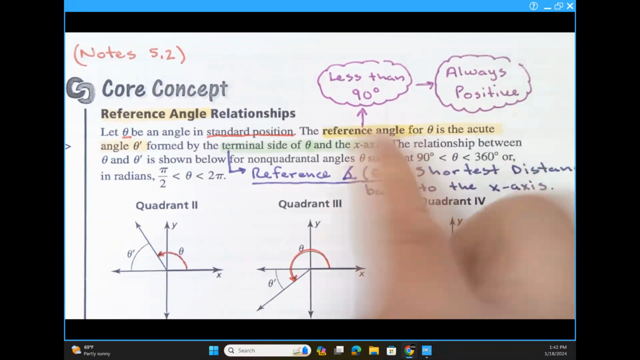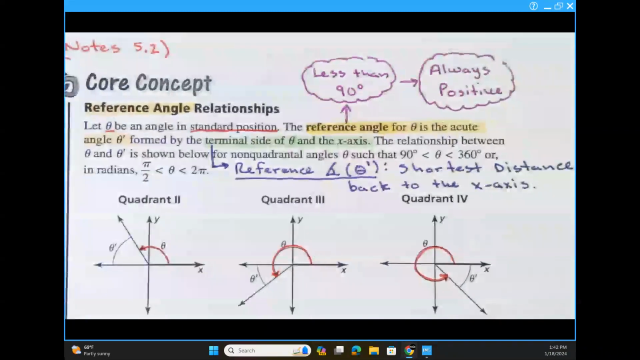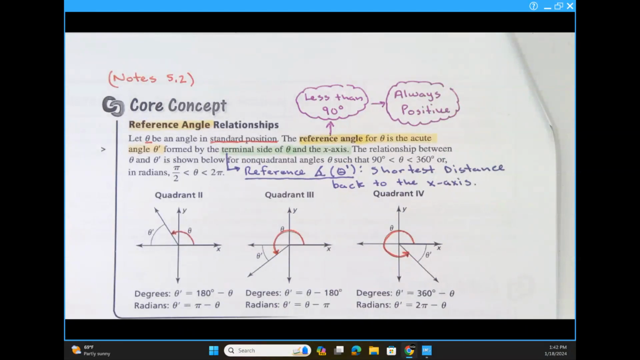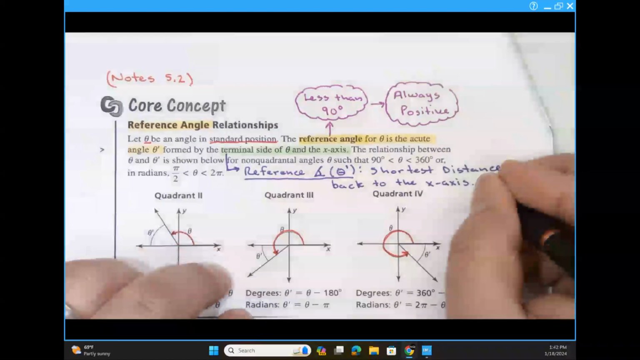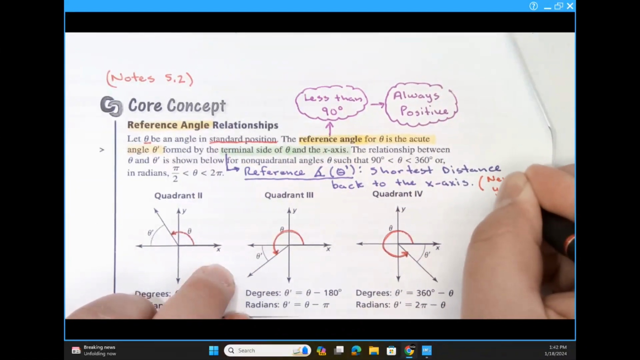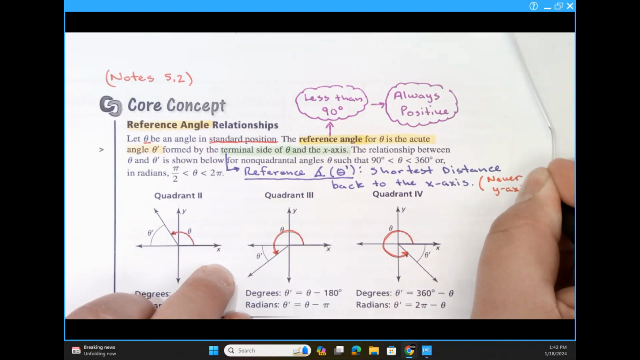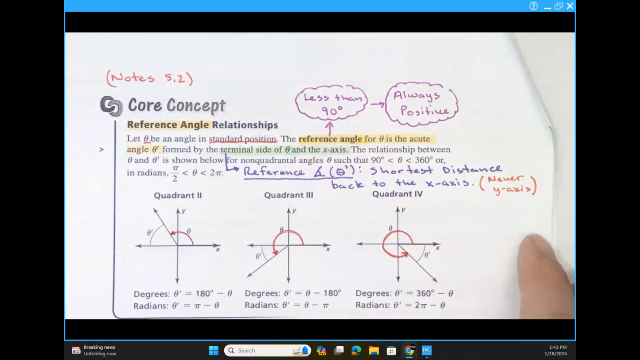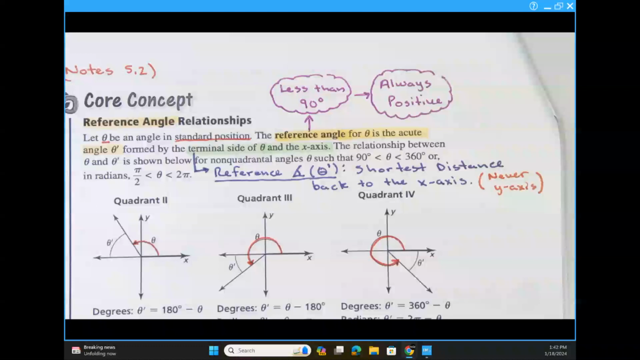Remember, I want something that's less than 90 degrees. So that's why we're saying it's basically the shortest distance back to the x-axis. The big note to remember here is it's never the y-axis. We are not going to be using y-axis angle markers for this. Every angle marker we see is always going to be related to the x-axis, just the x-axis is the only one we're going to use. So here we go. Let's talk about reference angles. When we look at our pictures, we have that theta prime already. So we're going to do one at a time.